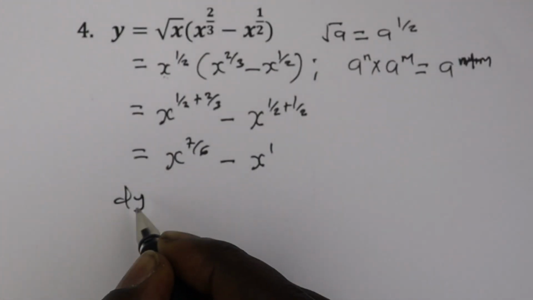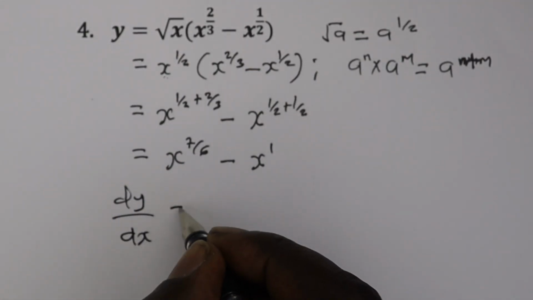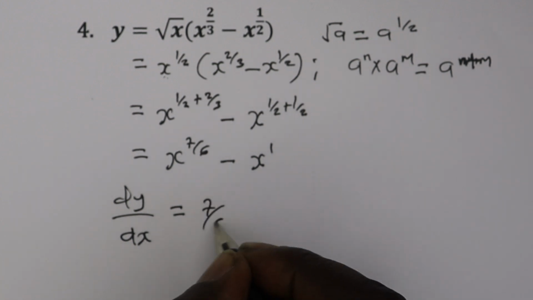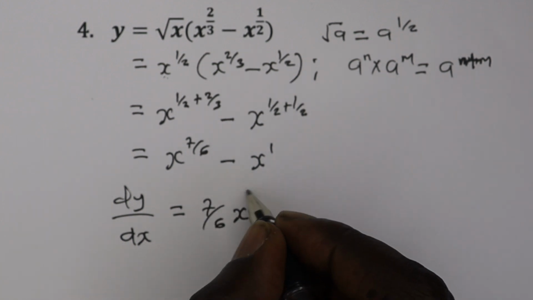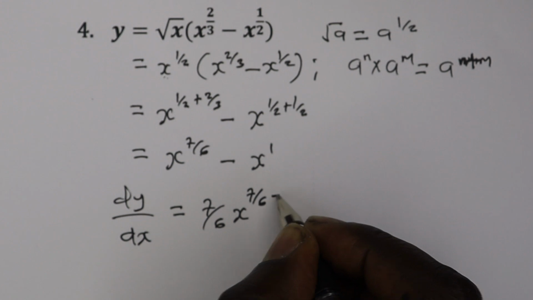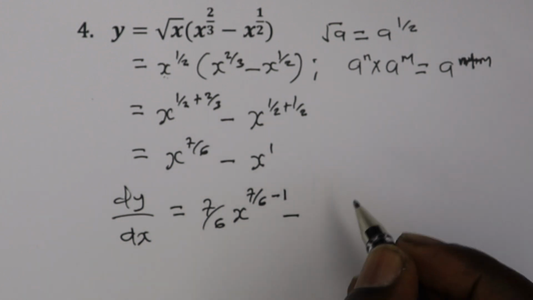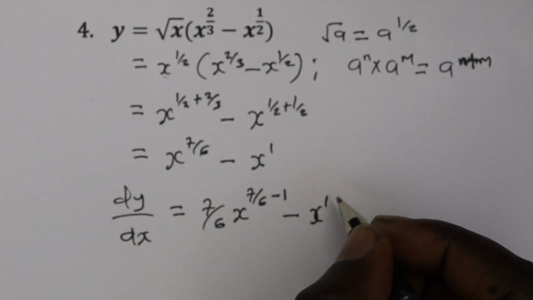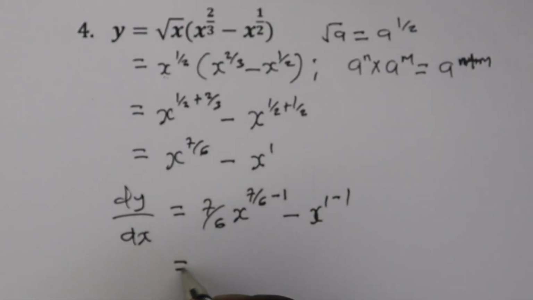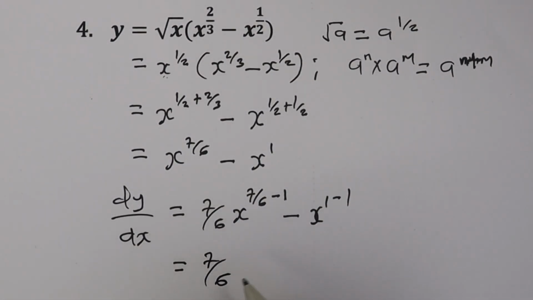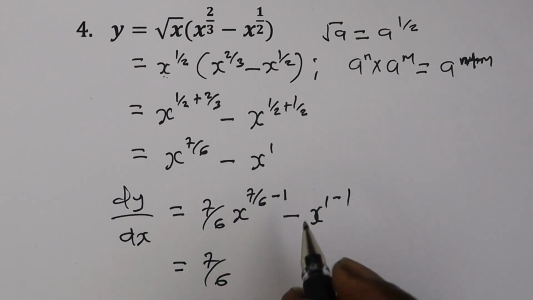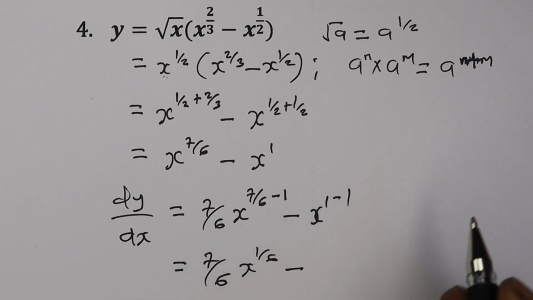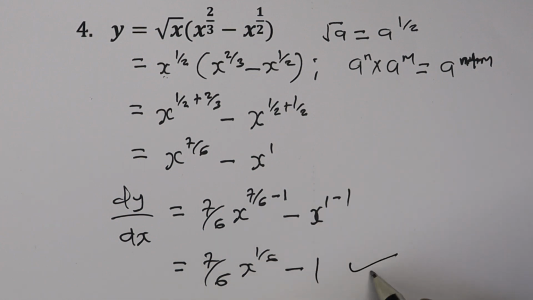So dy dx in this case will be multiplied by the power, that is 7 over 6 times x raised to the power 7 over 6, reduce the power by 1. Do the same for this, that is 1 times x raised to the power 1 minus 1. So we're going to have 7 over 6. Then 7 over 6 minus 1 is the same as 1 over 6 minus x raised to the power 0, which is just 1.